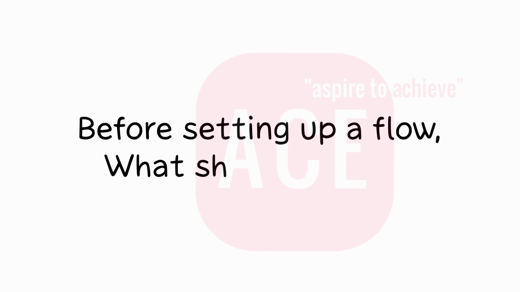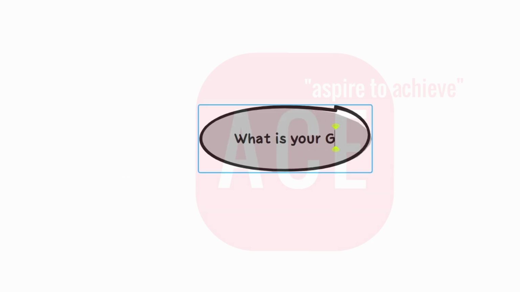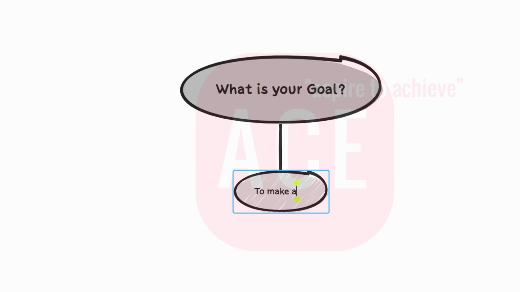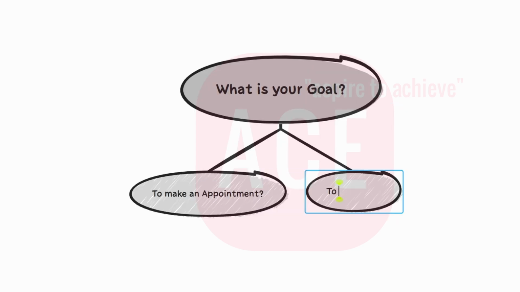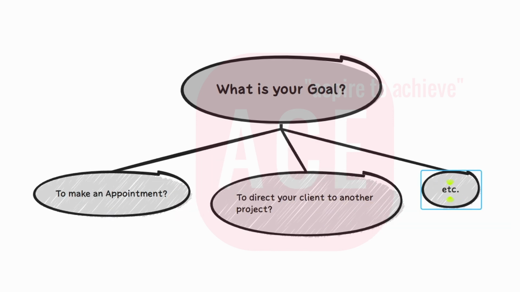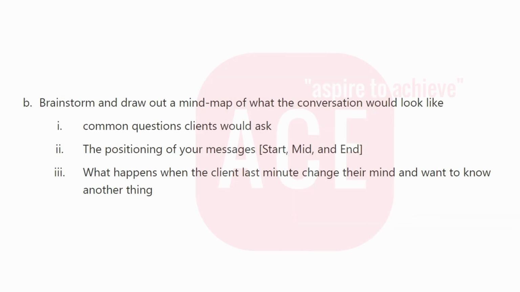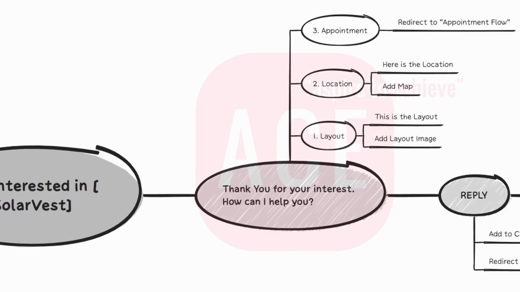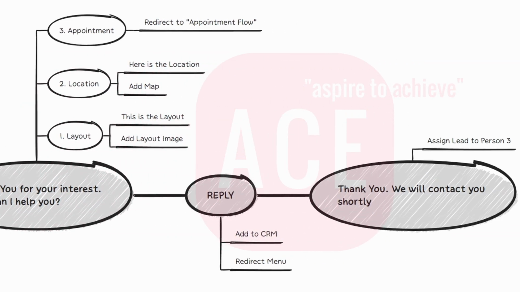Before setting up a flow, you should know what your goal is. Maybe your goal for that flow is to make an appointment or to direct your client to another project, etc. Brainstorm and draw out a mind map of what the conversation would look like, asking what are the common questions a client would ask, or the positioning of your messages, the start, middle, and the end, or what happens when the client last minute changes their mind and wants to know another thing.